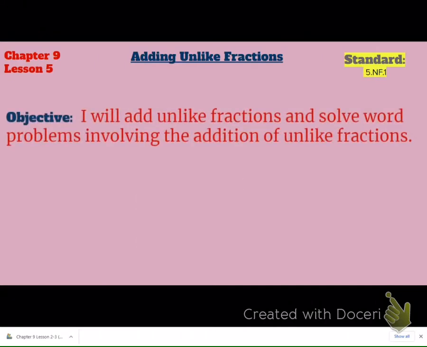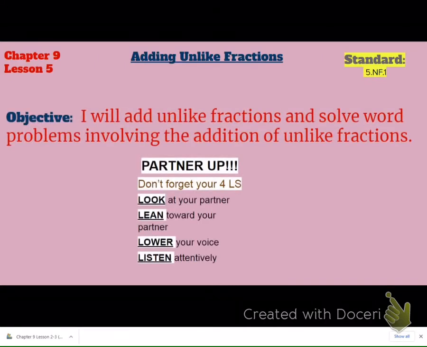Let's go ahead and discuss adding unlike fractions. We talked about adding and subtracting unlike fractions. Now we're going to be talking about adding unlike fractions. So our objective, our goal, is when we get finished, to be able to add unlike fractions and solve word problems, including unlike fractions.